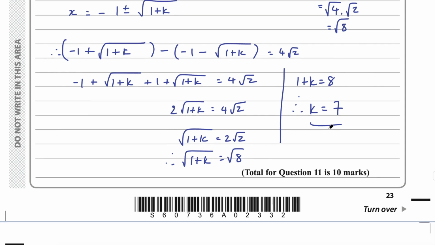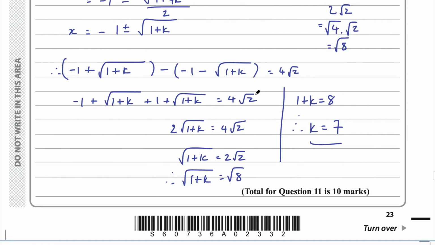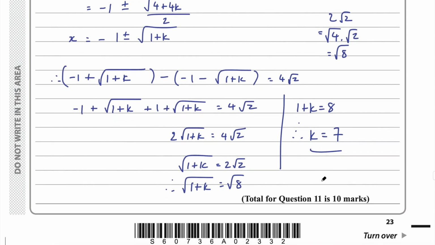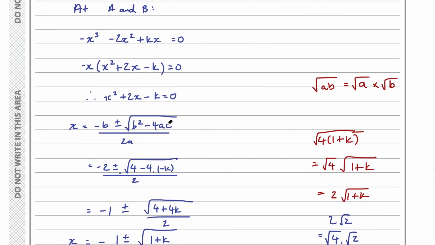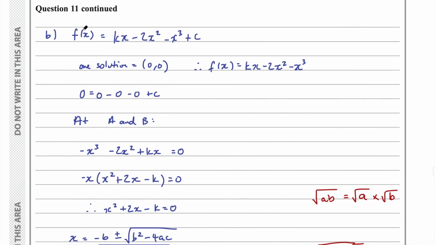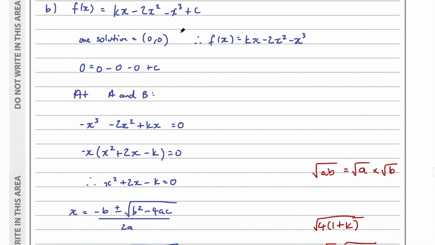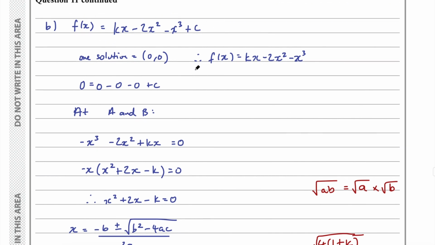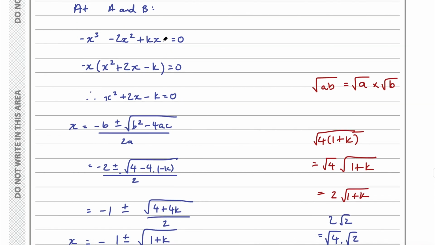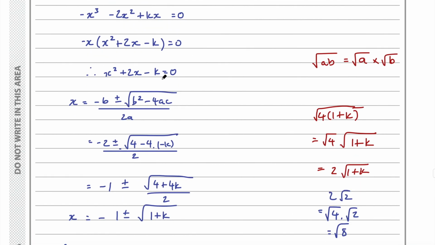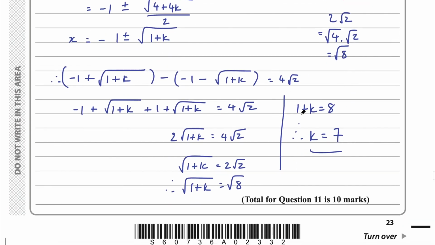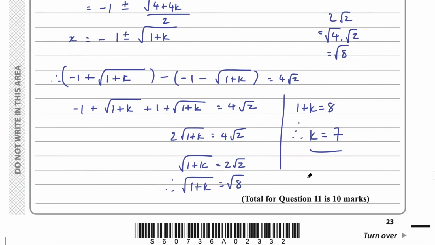So we finally got there in the end, and I hope that process made a bit of sense. That was question 11 for a total of 10 marks. Let me reiterate a little bit the steps I went through. We took the antiderivative to find f of x. We said that c must be 0 because it passes through 0, 0. And then we said at a and b, this function must equal 0. We tried to find those solutions, and we said the difference between those solutions was 4 root 2, therefore k must be 7.